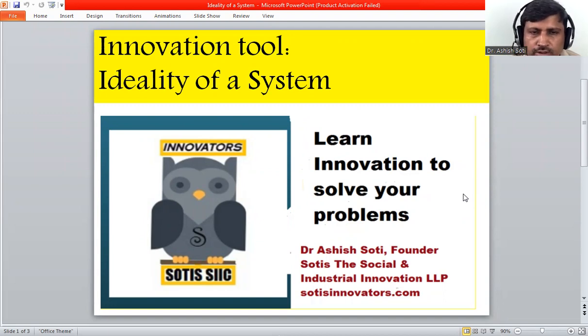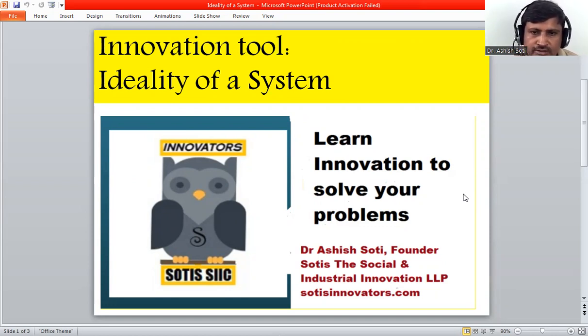So, we are going to discuss today one more innovation tool, that is ideality of a system. This is a tool from the TRIZ, the Theory of Inventive Problem Solving Toolkit. This is a very important tool. In fact, most of the quality movement, it can be any kind of quality movement, is basically using this tool directly or indirectly. Most of the places, most of the projects are there to improve the ideality of the system.